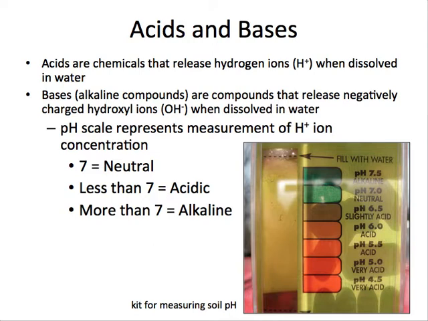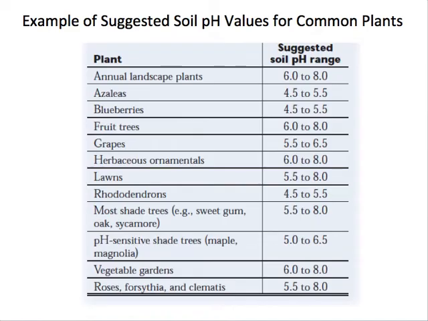We can measure the pH of soil. 7 pH is neutral, and water is usually considered to be a neutral type of solution. Less than 7 is acidic, and more than 7 is alkaline. And on your screen, you can see a picture of a kit for measuring soil pH. You don't have to memorize any of these numbers. This comes from a horticulture textbook. But I wanted to show you that it shows us different plants common to our landscapes have suggested soil pHs.